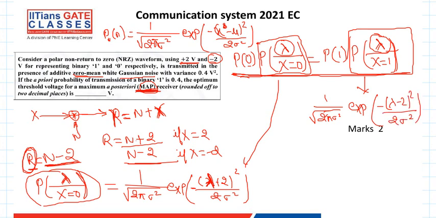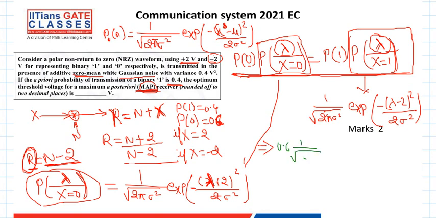Now we need to multiply the first with p of 0, and the second with p of 1, and equate them to find out the value of lambda. Now p of 1 is given as 0.4, so p of 0 will be 0.6, because we have only two events and the total probability is 1. Now let's put all this expression here. So p of 0 is 0.6.